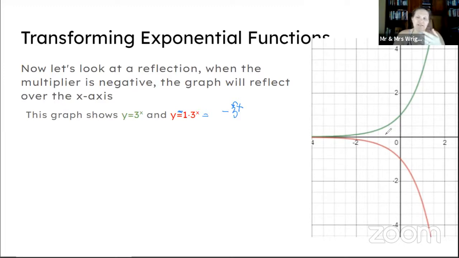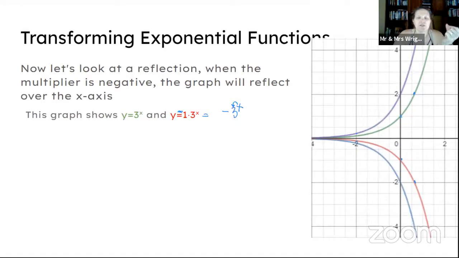So in the red, we see this multiplier, how it has flipped. Here's our x-axis right here. And you can see that every point up here on this one is reflected down below it. It is a mirror image, okay? So that is one way that you're going to see reflection. That's anytime you have a negative as a multiplier.